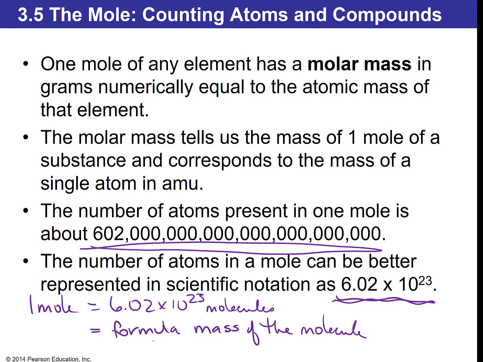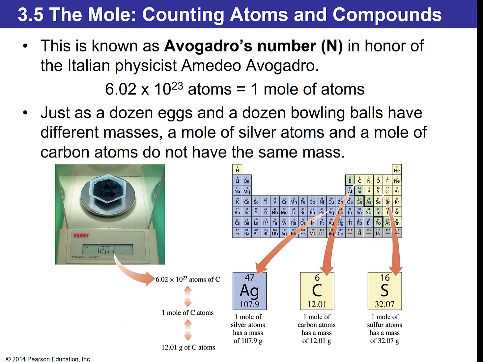So nitrogen would be 14 grams. But if I had N2, that would be 2 atoms of nitrogen, so not 14, it would be 28 grams. Because it's based on what that formula is. Okay, so that's what they said.